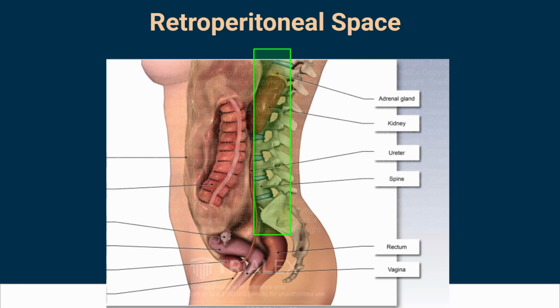Now, in case I don't mention it later, when we talk about Grey Turner's and Cullen's sign, those are indications of retroperitoneal hemorrhaging, which means if I see Cullen's or I see Grey Turner's, I am suspecting a vampire. No, I'm suspecting retroperitoneal hemorrhage. Now, it doesn't mean you don't have intraperitoneal hemorrhaging.